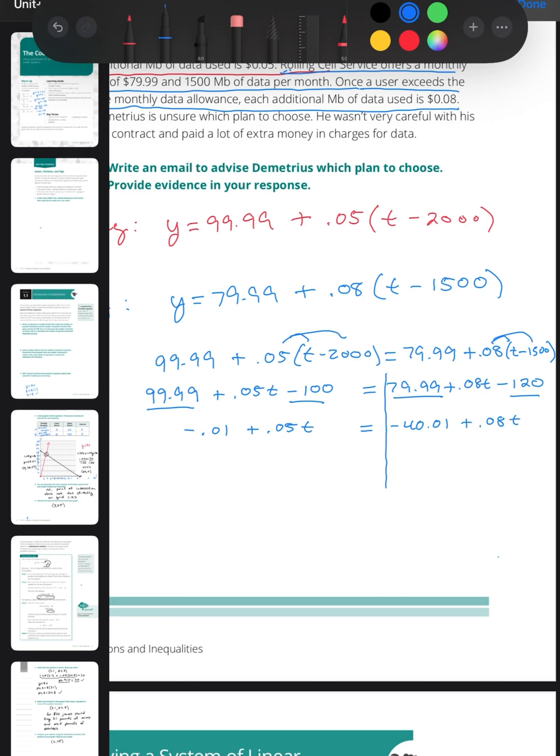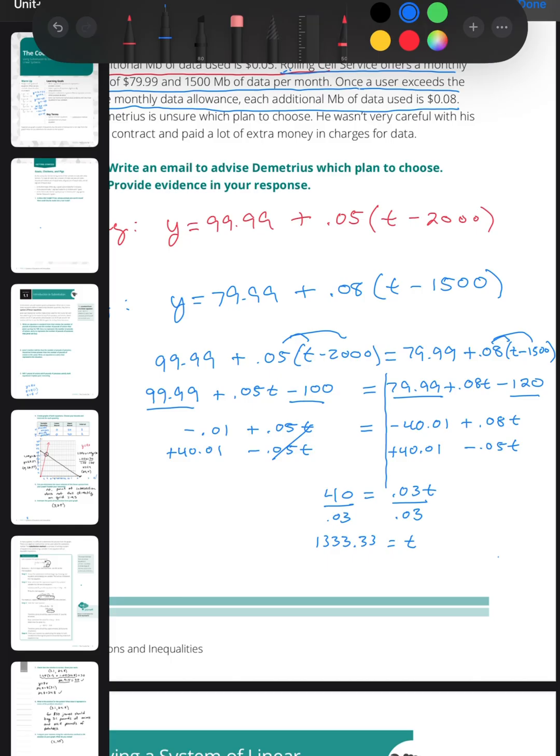So then we need to get all our variables on one side. So I'm going to subtract 0.05t. And then I'm going to move all the constants to the left. So plus 40.01. And we're going to end up with 40 equals 0.03t. And then finally divide by 0.03. And we're going to get t. The total data where they're equal is 1,333.33. We'll round it to that. Okay, so that means that's the point where they both cost the same.